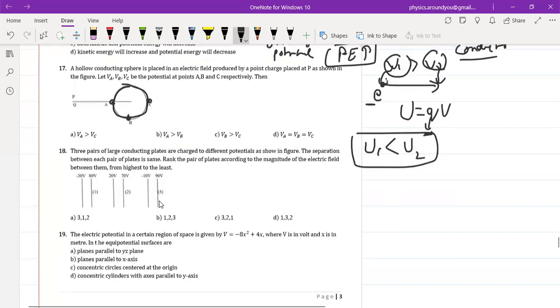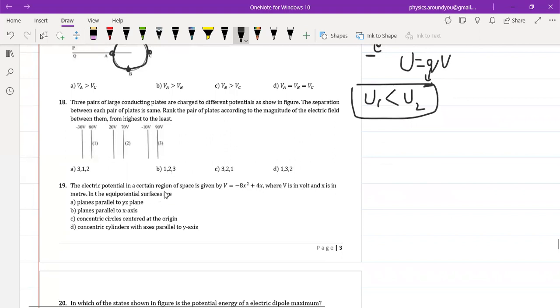Now going to question number 18. In 18, they are asking to rank the pair of plates according to the highest to the least. The electric field is given, equipotential surfaces are given. So how to arrange? E equal to dV by dx, and the distance dx is the same between the plates. So what matters? Wherever potential difference is maximum, their electric field is maximum. Again, I'm omitting the negative sign because they're asking magnitude only.